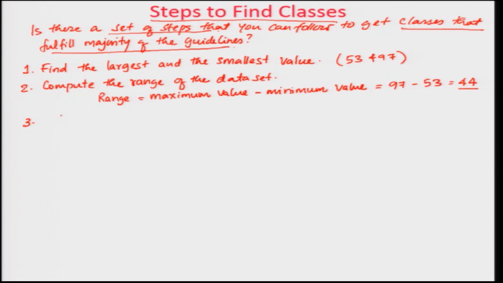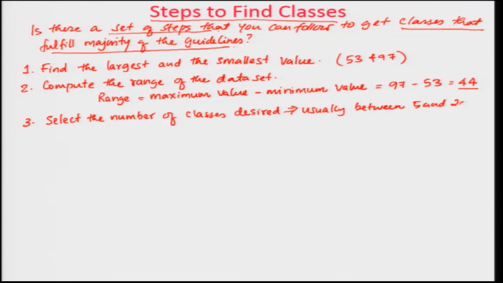Once you calculate that, then third, select the number of classes desired. Okay. This is usually between 5 and 20. You have to pick a number. Okay. So I picked the number of classes chosen to be equal to 5.